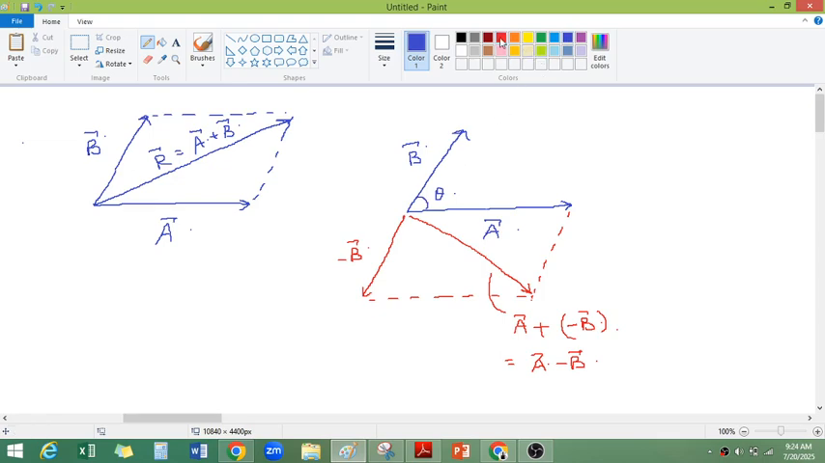So that means this will be 180 minus theta because this is negative vector.